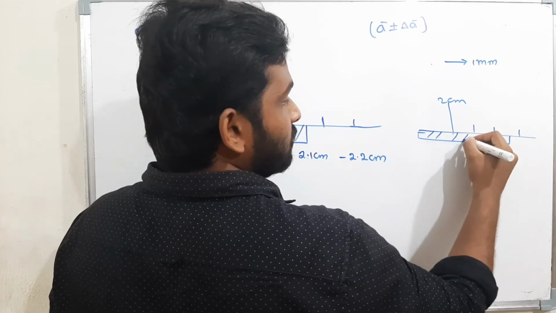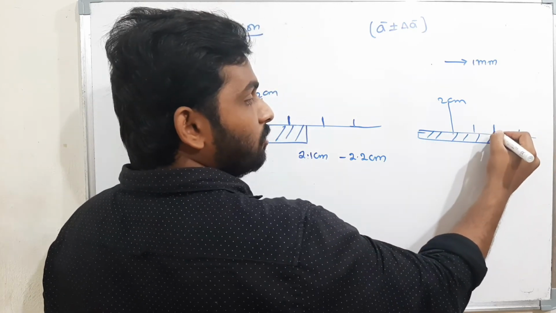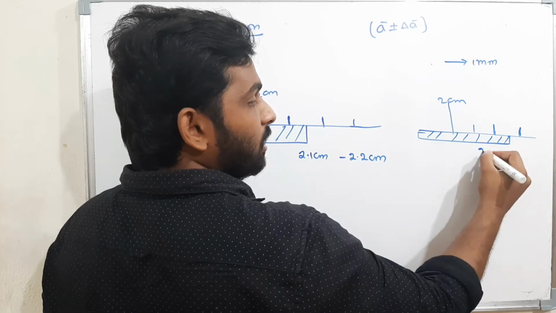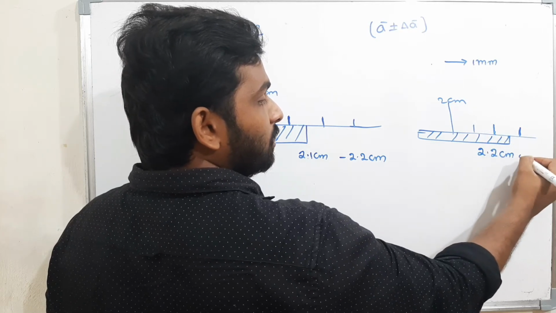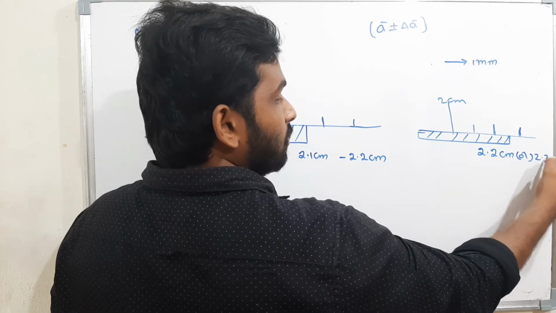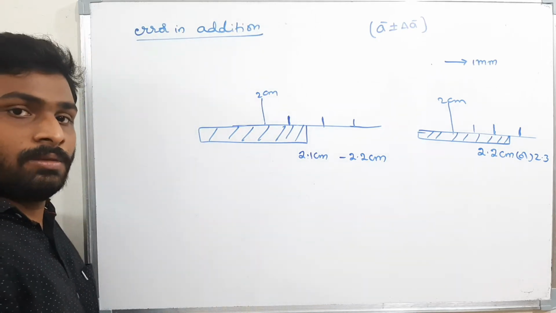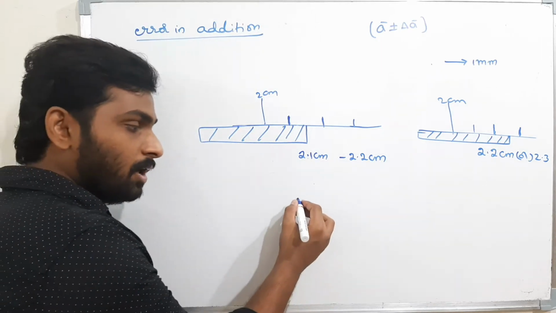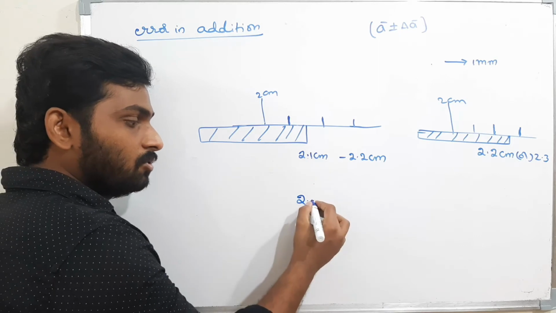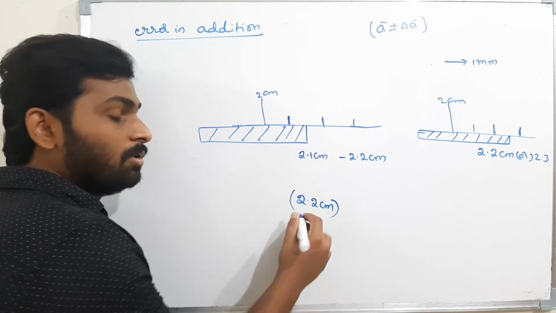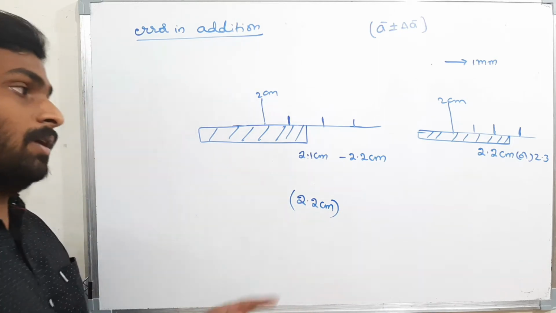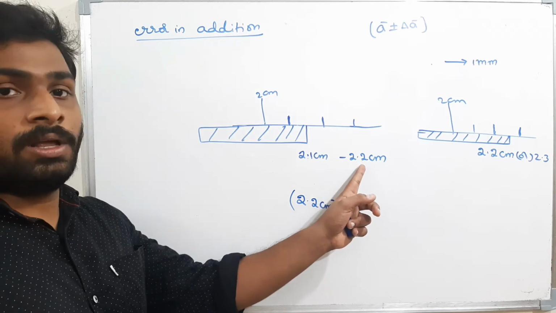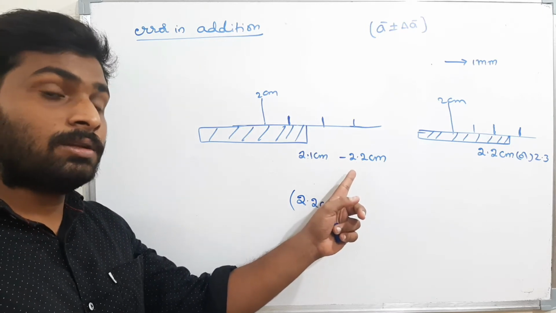Now the reading is like this. Say the reading is between 2.2 and 2.3. That means I can take it as 2.2 centimeters or I can take it as 2.3 centimeters. You will accept that. If I told the reading of the rod is 2.2 centimeters, what are the chances it may be?